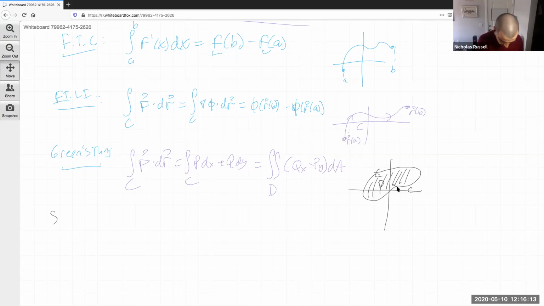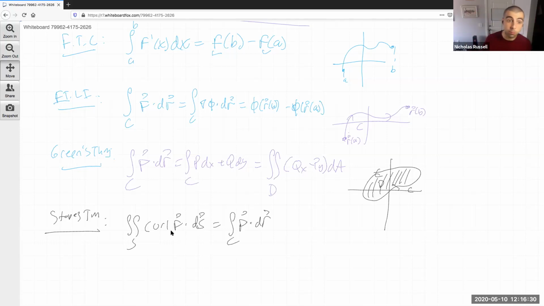Stokes theorem. I'm going to write it this way now, just so we can see this process here. The curl of F dot dS is equal to this work integral again here. And again, we see that this curl of F, as a reminder, is related to the derivatives of my function, and it's related to Green's theorem.